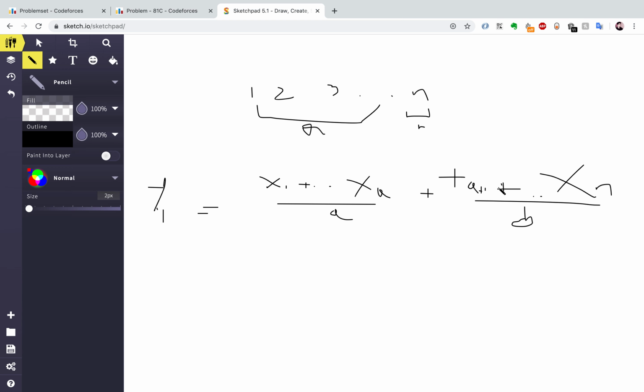So I think their difference is equal to this. Since these guys are positive, we can take this.